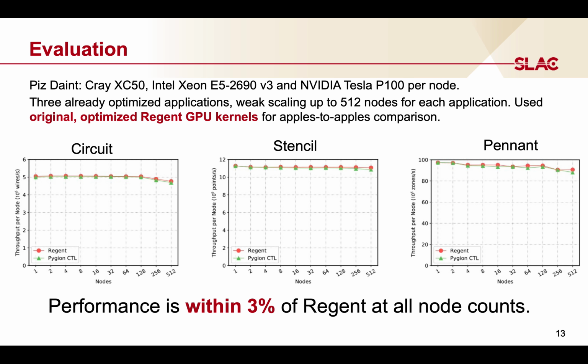So we did an evaluation on a Cray machine called Pygion, which has NVIDIA Tesla Pascal GPUs, and we took 3 already optimized applications written in Regent, and we weak scaled them from 1 node up to 512. And in order to make things as apples to apples as possible, we used the original optimized GPU kernels from those applications. So the only thing that is changing here is the use of Regent versus Pygion. And the thing to notice here is that we achieved within 3% of the performance of Regent at all node counts. And so what we're showing here is the control code, essentially the Python, was fast enough to keep up with the executions of these programs.